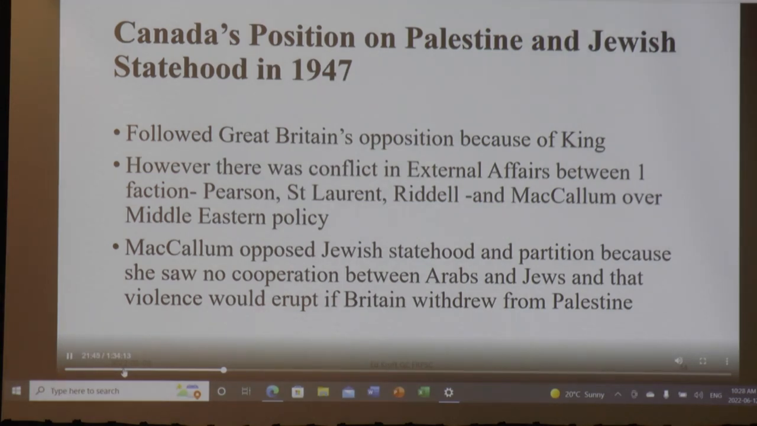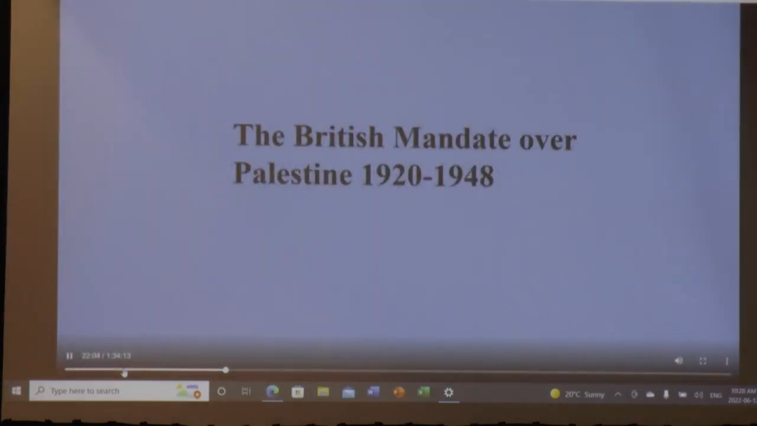including Elizabeth McCallum, who I referred to, because she believed that there would never be cooperation between the Jews and the Arabs, and there would be turmoil and violence that would occur ultimately if Britain withdrew from its mandate, which had been set up by the League of Nations, to which I'll refer right now.